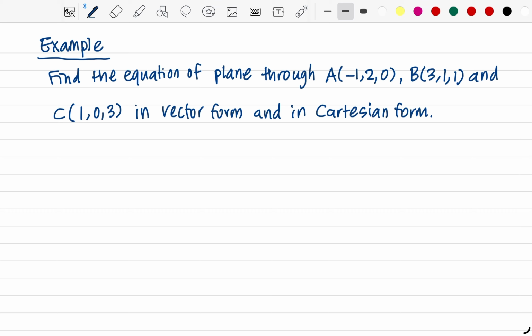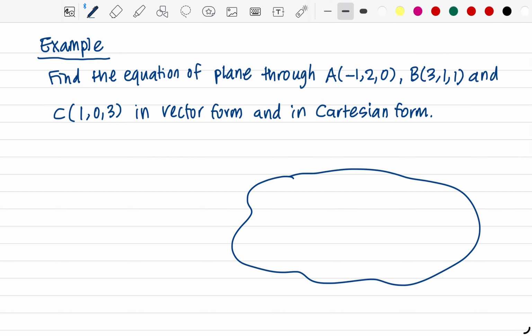So in order to find the equation of a plane in vector form, we need 2 vectors on the plane. I can have a sketch for points A, B, C on a plane. Let's say A is here, (-1, 2, 0), B is (3, 1, 1), and C is (1, 0, 3).